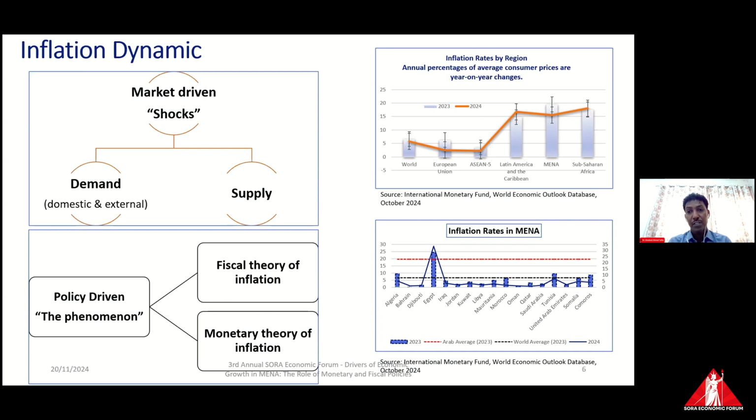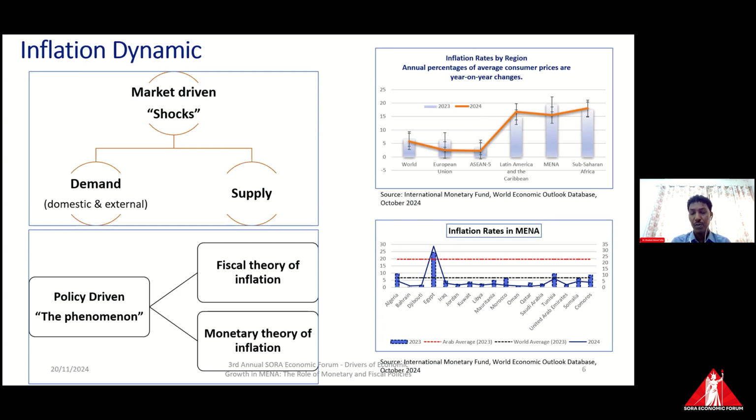Any incentives, for example, given to producers who produce goods and services, or any lack of incentives that have to be given to producers in order to produce more goods and services to meet demand, whether domestic demand or external demand, all this would have an impact on the economy.